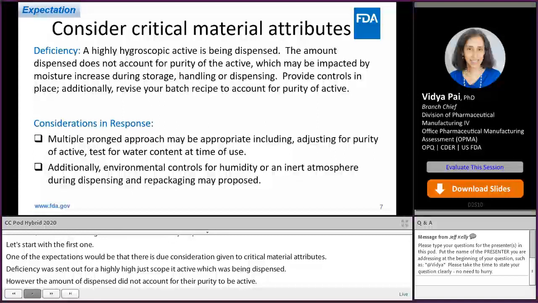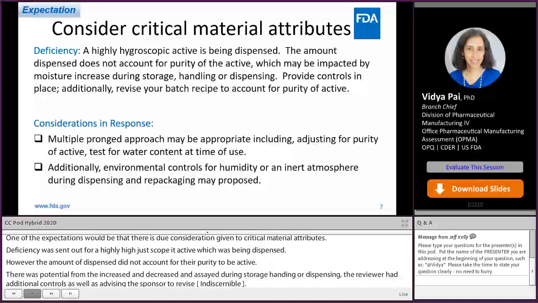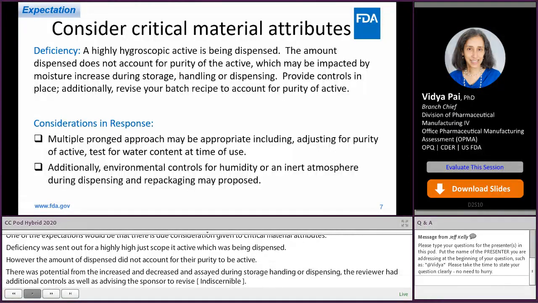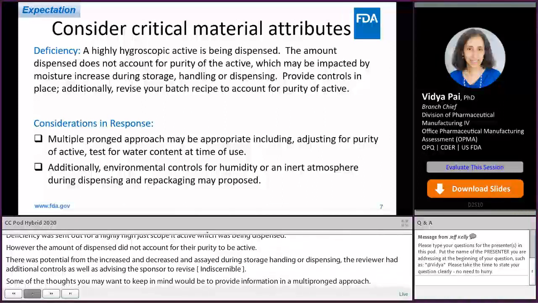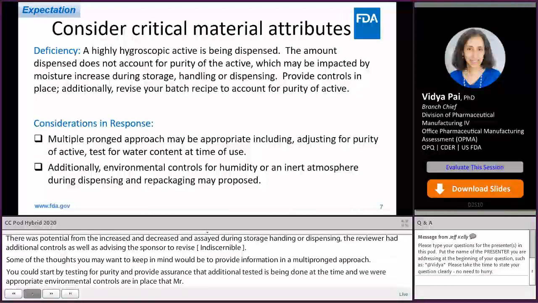So some of the thoughts you may want to keep in mind would be to provide information in a multi-pronged approach. You could start by adjusting for purity. You could provide assurance that additional testing is being done for water content at the time of use, and moreover, appropriate environmental controls are in place that ensure humidity and inertness so that the product continues to be protected.